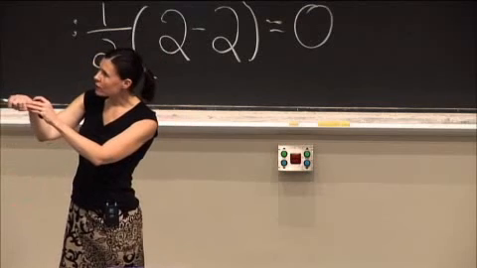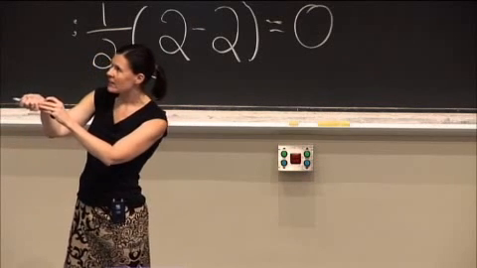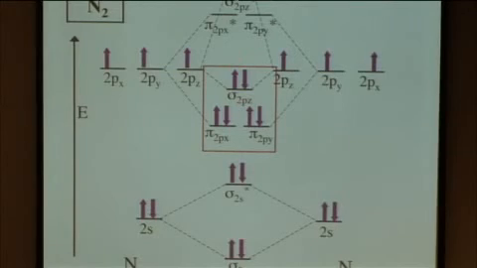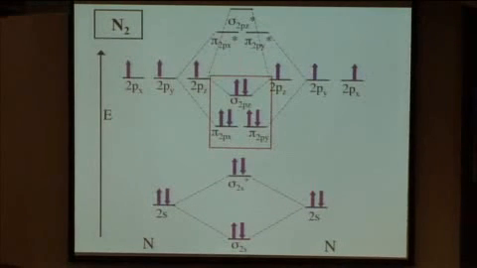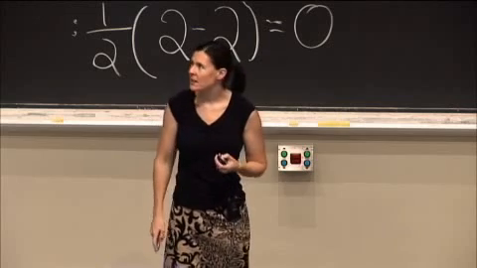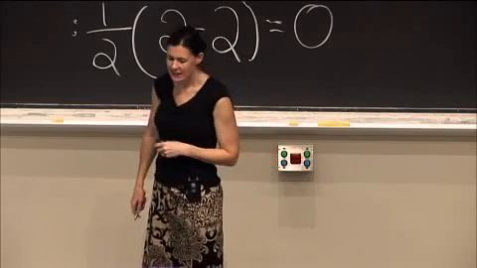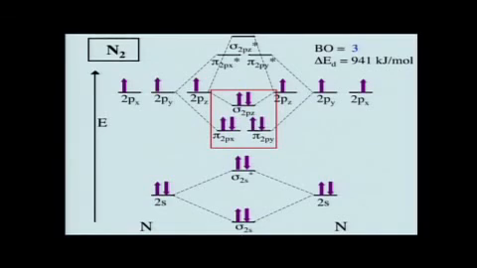And again, I've written it for you, but you can figure out what the electron configuration is just by writing it in this order here. And what is the bond order going to be for N2? It's going to be 3. So you can go ahead and calculate that if you can't see that right away.